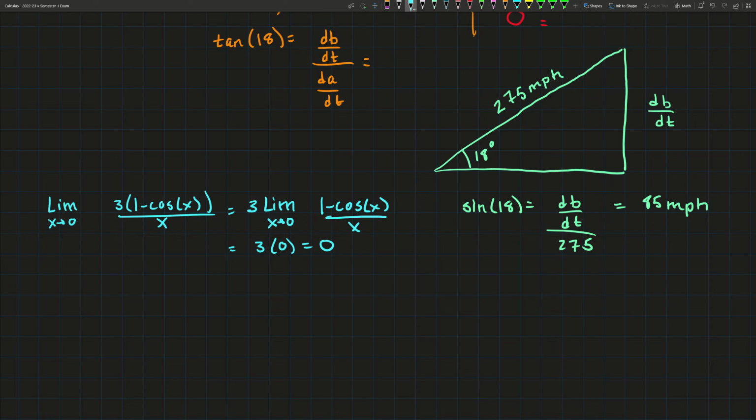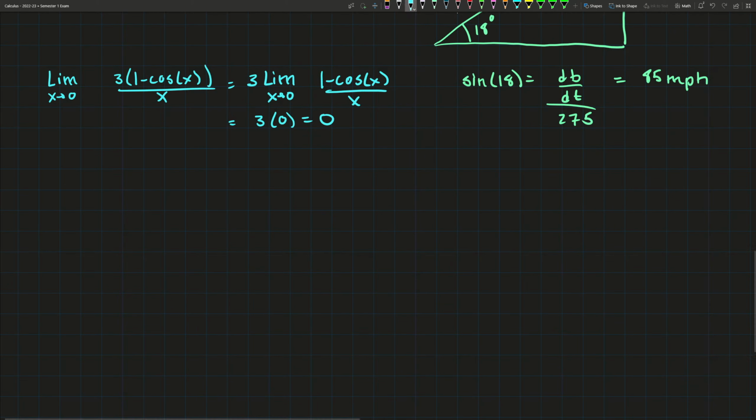Number 13 on chapter 1 test. Got it. Okay. 13 was hard.